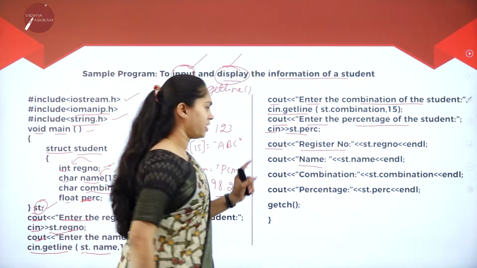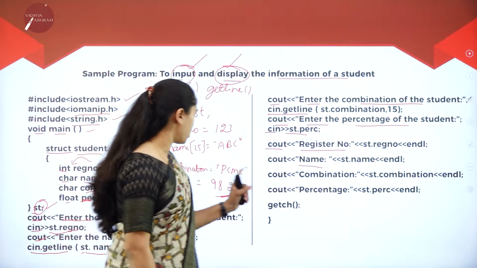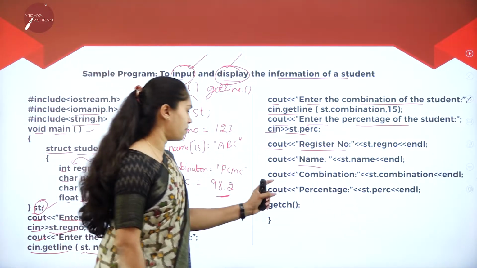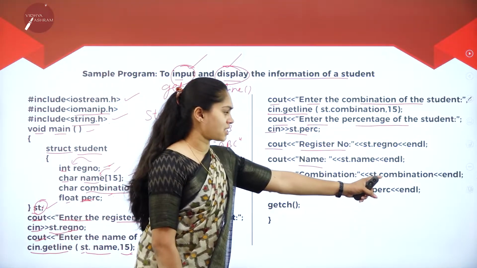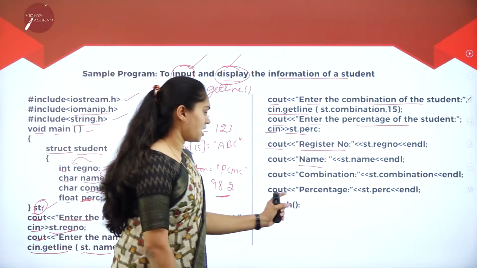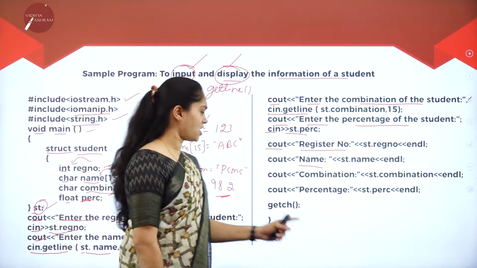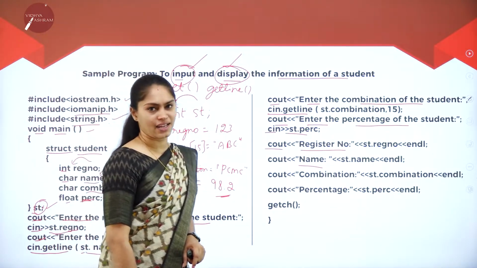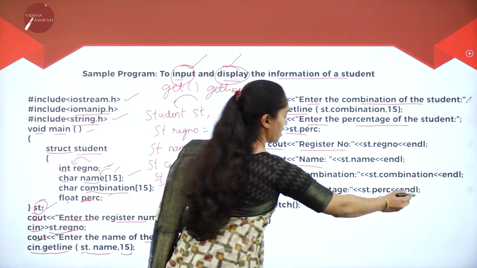Then in the place of name, st.name, it will display ABC, and in the place of combination, it will access the content from the combination. There we have PCMC, and cout percentage, st.percentage, there I have a percentage of 98.2. So you are using endl.